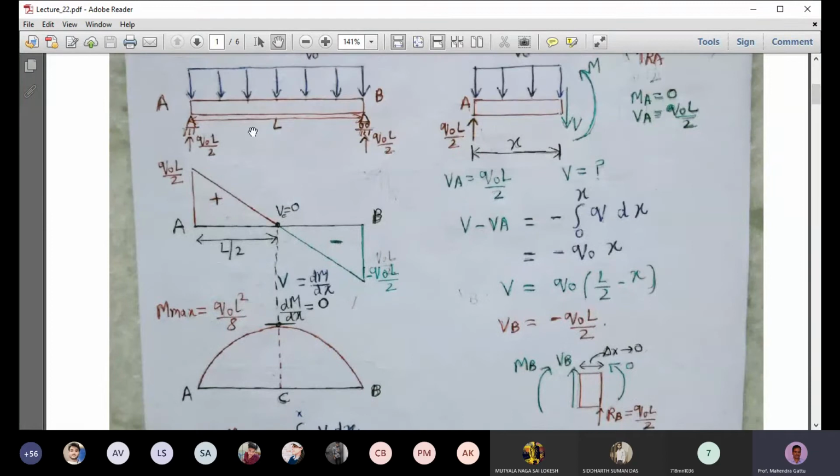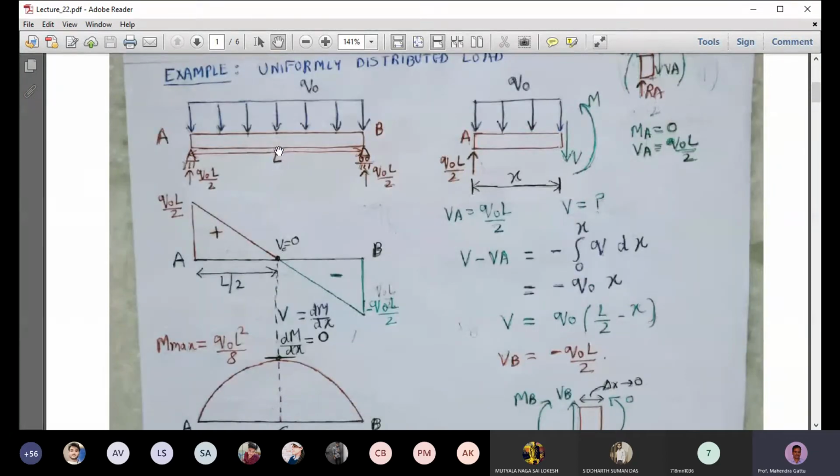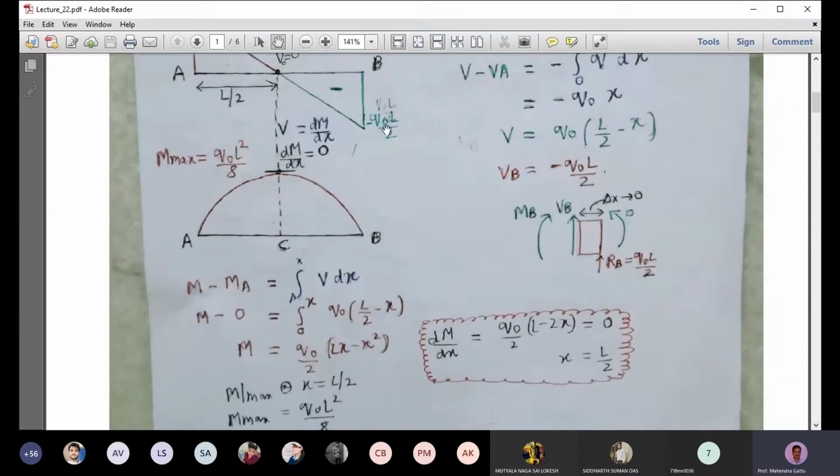For a uniformly distributed load, the maximum bending moment occurs at the center, and that value is Q naught L square by 8, and at that point the shear force is 0. The maximum shear forces occur at the supports. It is Q naught L by 2 and Q naught L by 2, so plus and minus. So we can go to another example.